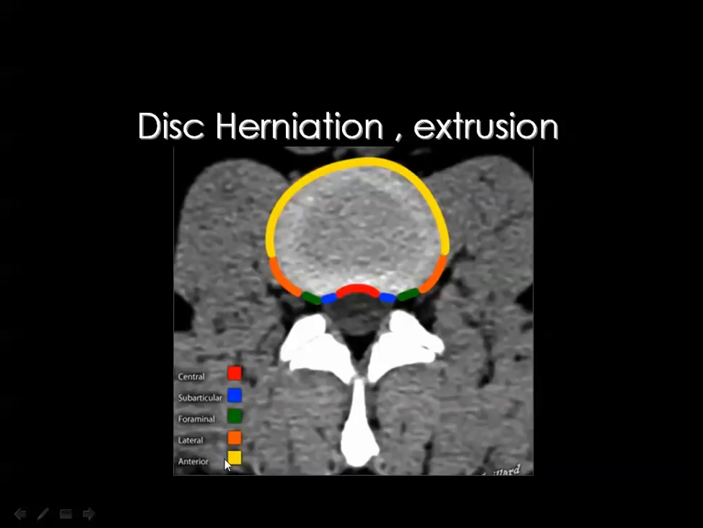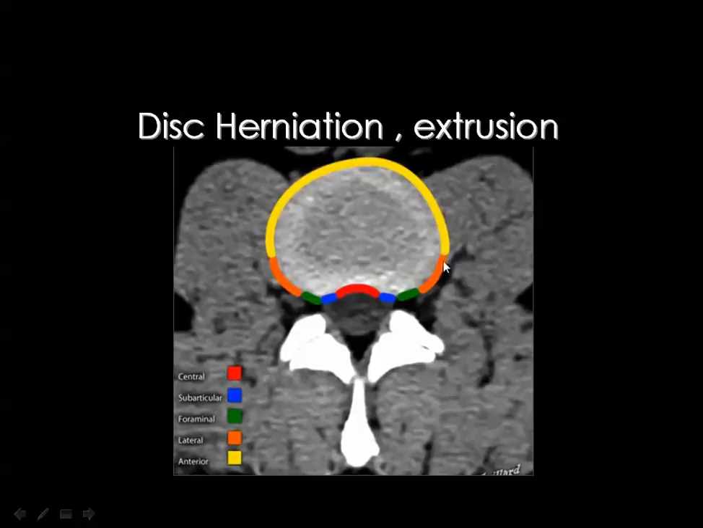Then for disc herniation or extrusion, the annulus should be torn, and there are 5 sites for annulus tear. The first one is in the middle, which is known as central disc herniation. The second one is a little bit off the midline, and this is known as paracentral, or sometimes as subarticular. The third one is in the foramen, so it's called foraminal disc herniation.